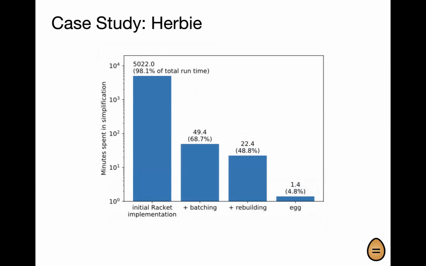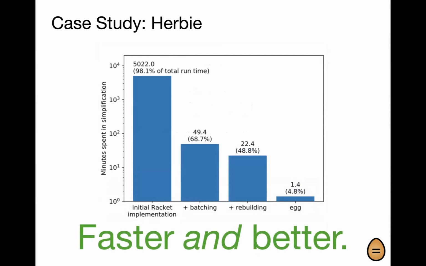Egg has additional optimizations I don't have time to talk about, but it is much, much faster. That's log scale there. And furthermore, because it's so much faster, it can get deeper into the search space and actually produces better results. There are other uses of Egg.